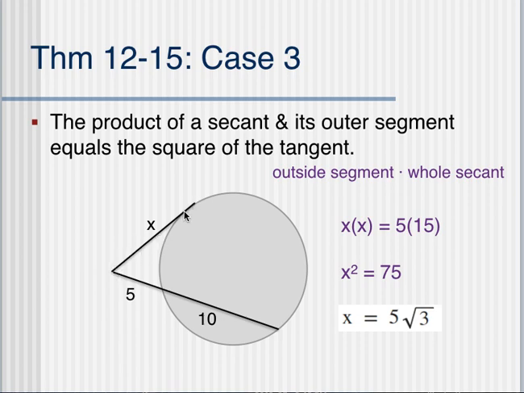The outside segment is x because it never goes inside the circle. That whole thing is the outside segment. But the whole length of the segment is also x. When you do outside times whole, it's x times x. And that will equal outside times whole for the other line segment. And you could square root to solve. Pause here and try the entire rest of the page.